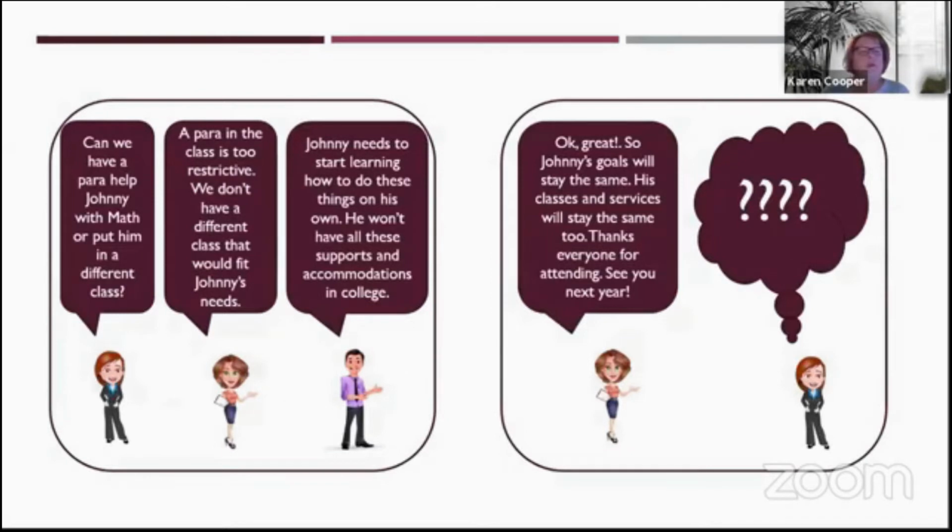So the mom asks if Johnny can have a para to help him with math or put him in a different class. And the response is that the para is too restrictive and we don't have a different class that would fit Johnny's needs. And the principal believes Johnny needs to learn how to start doing these things on his own anyway, because he's not going to have supports and accommodations in college. So basically then the meeting ends and everything stays the same and mom is left feeling frustrated.